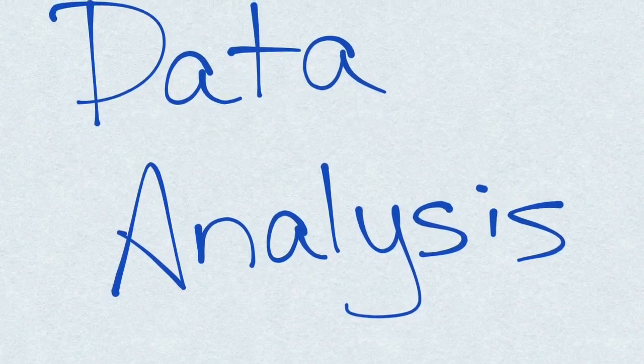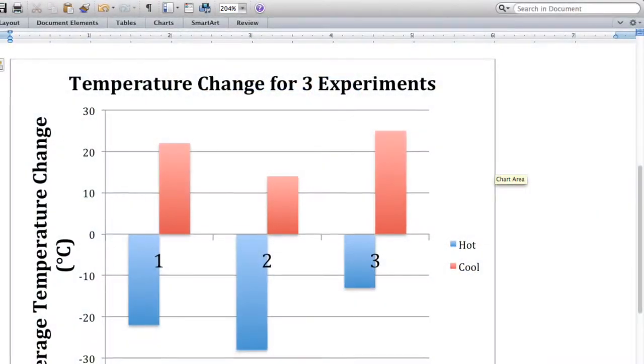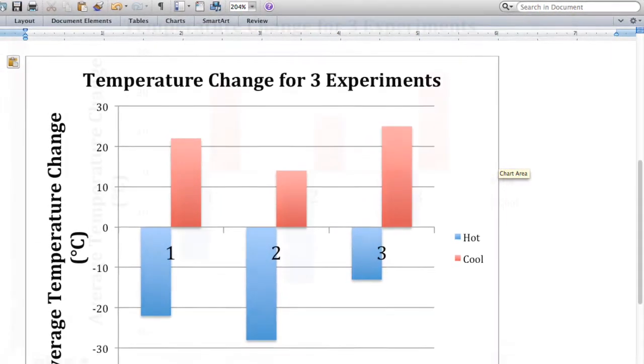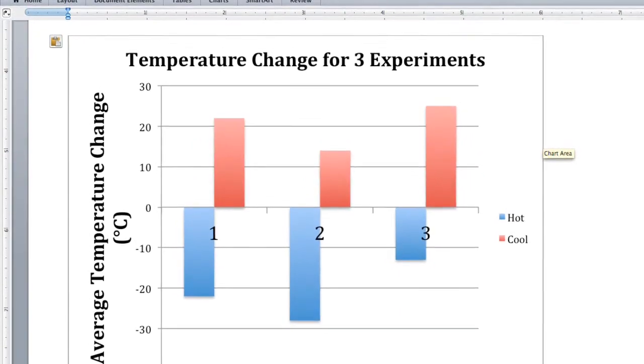When we analyzed our data, we discovered that in experiment 1, when the volumes were equal, the temperature change was equal. But in experiment 2, the cold water had a greater temperature change, and in experiment 3, the hot water had a greater temperature change.